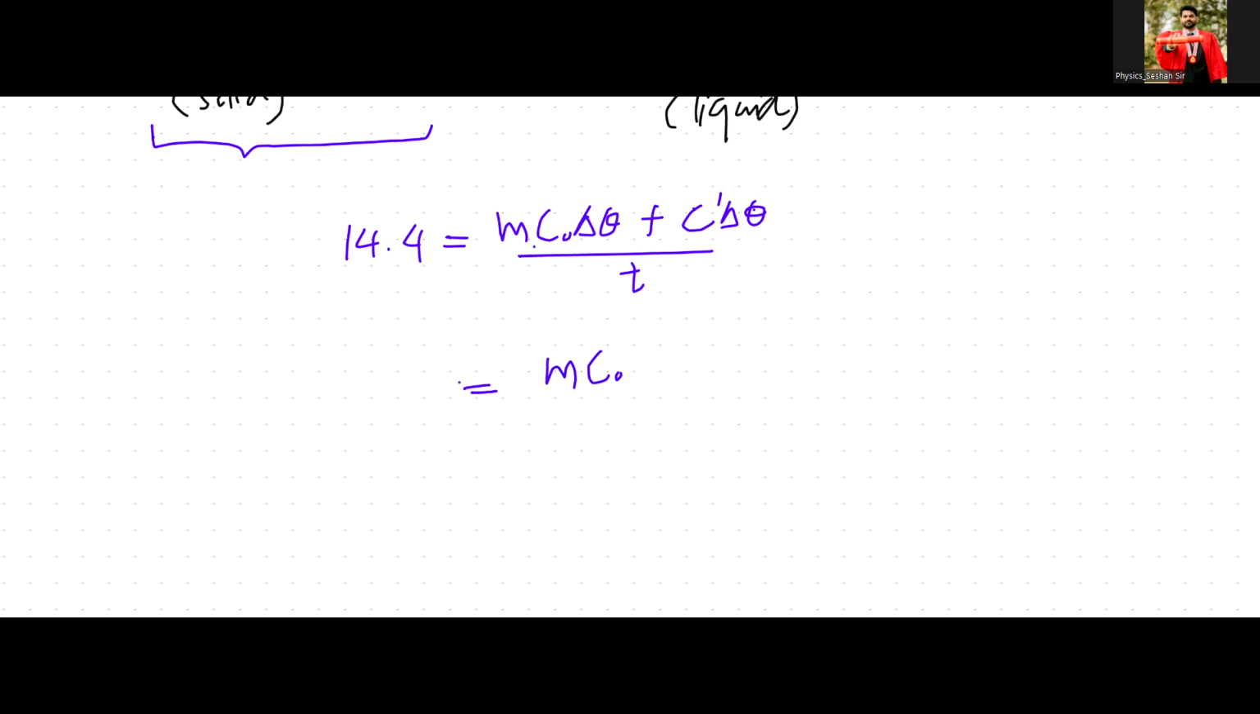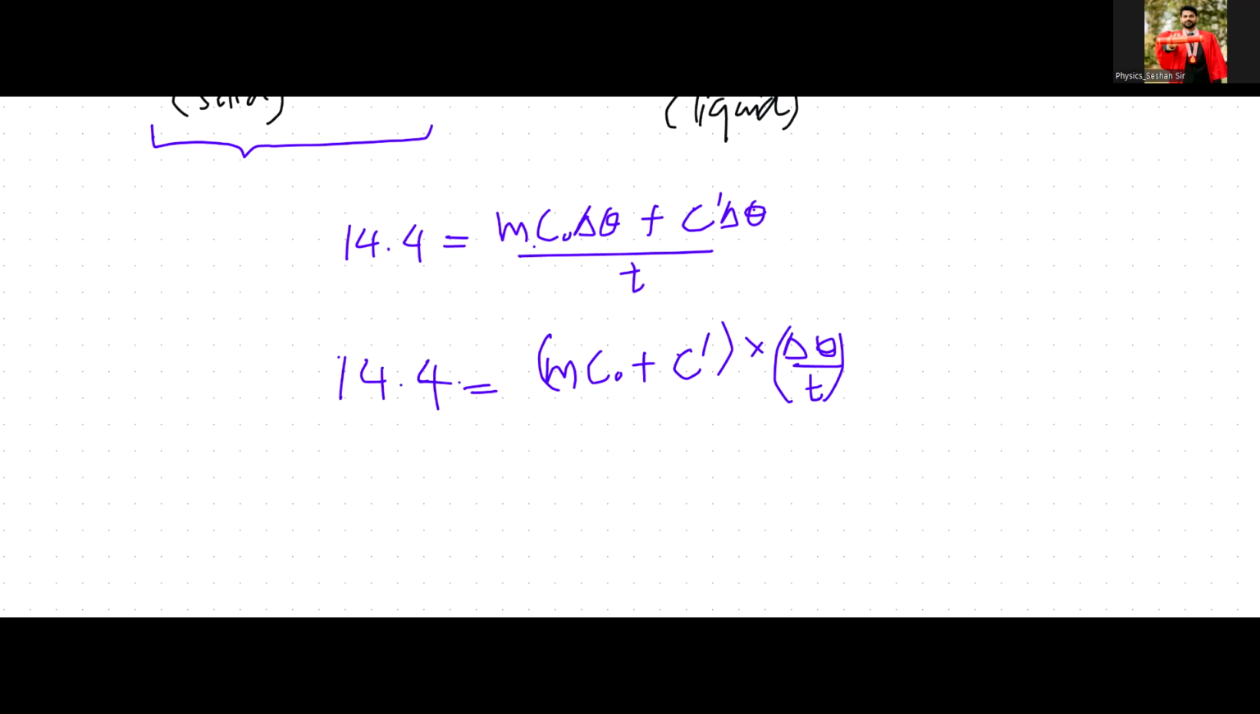So m C naught plus C dash, times delta theta over t. So this is equal to 14.4. Now what we have to do is just substitute the values and find C naught.